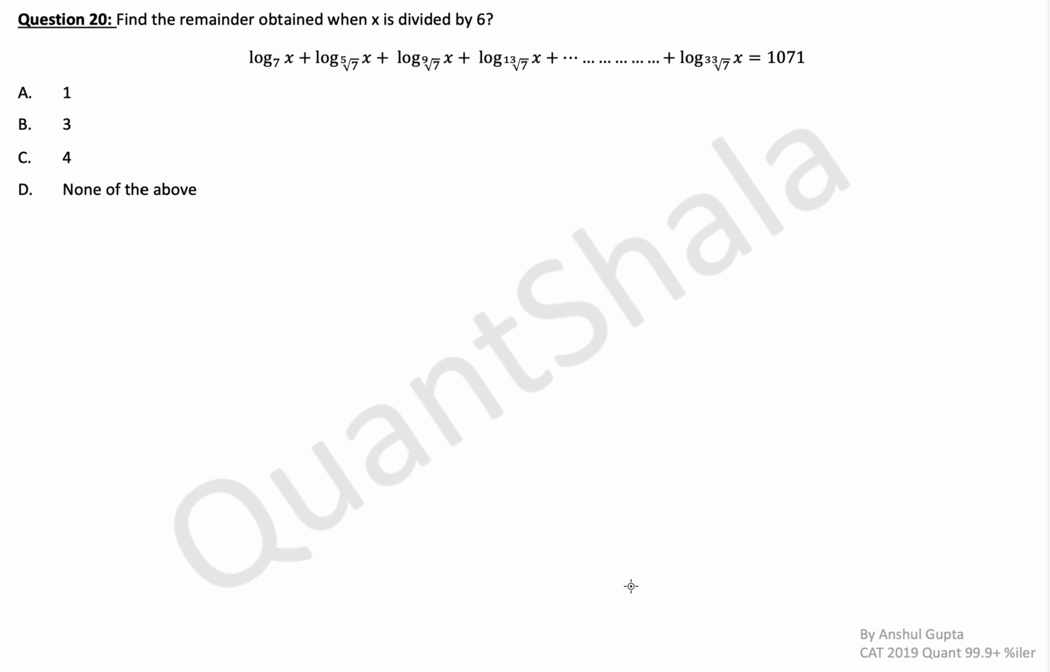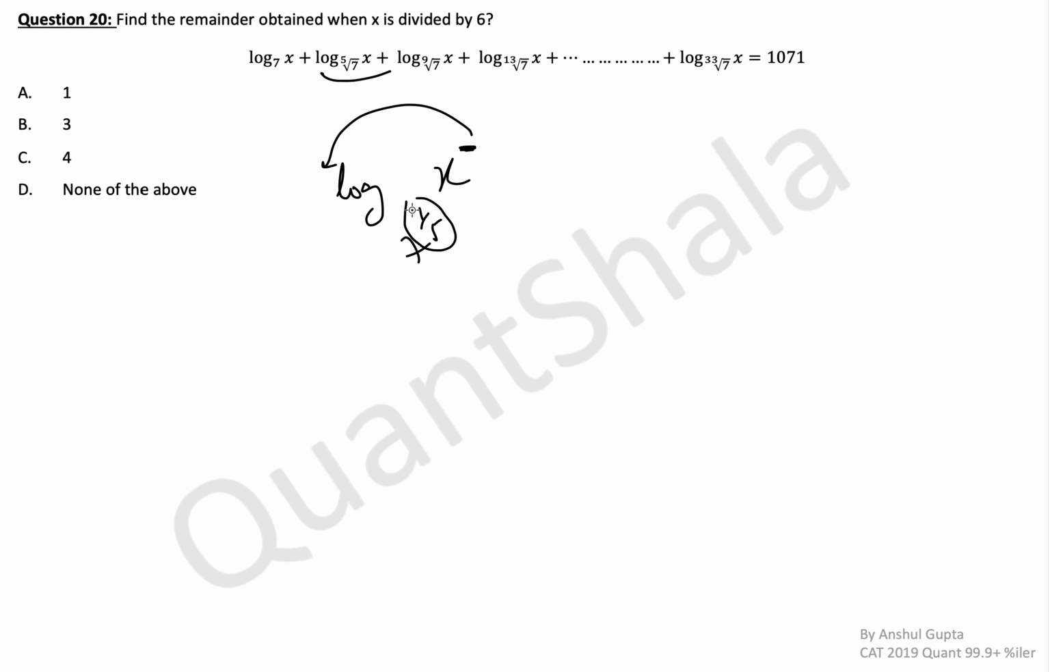Okay, so coming to question number 20. This is a very straightforward question on log and progression series. So very basic property to be used here. For example, this one is, if I write it clearly, log 7 raised to power 1 by 5 x. And you know this property of log, that if x has some power, it goes here.